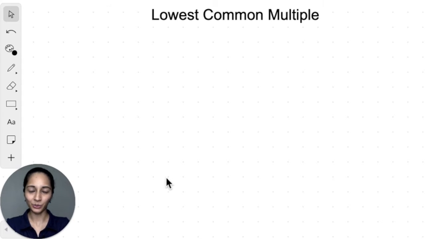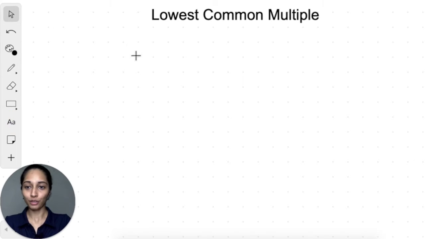In this video, we'll be learning about lowest common multiple. So let us start with what is lowest common multiple? You know what a multiple is? A multiple is a number that comes in the table of a particular number.